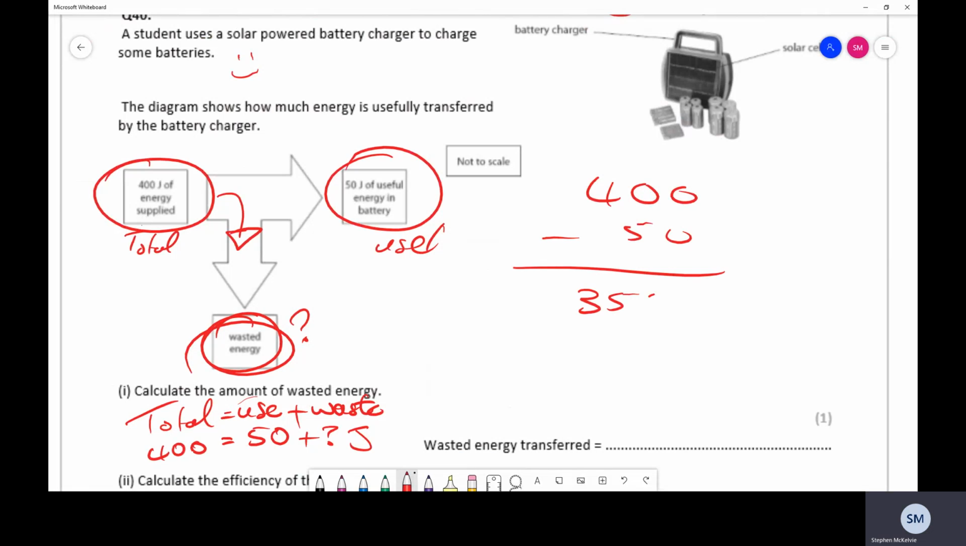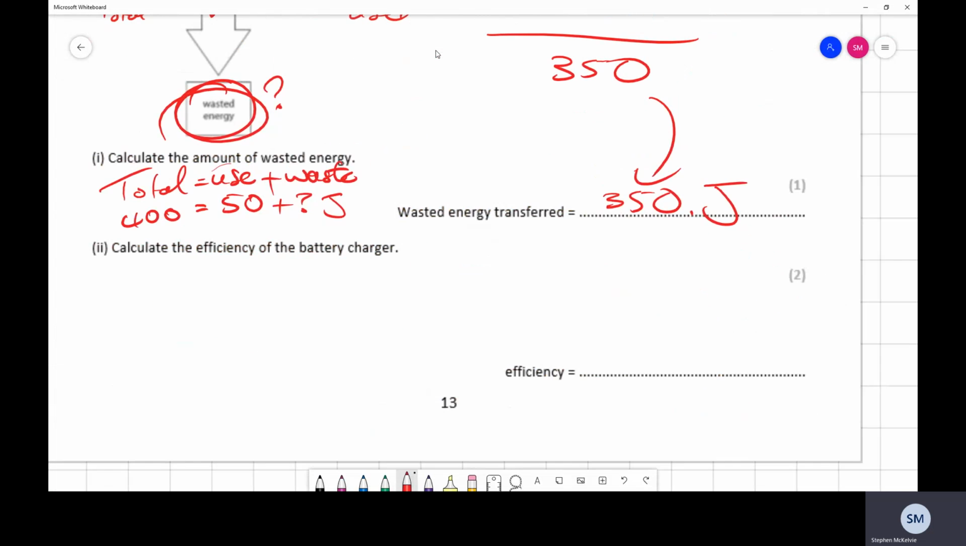Giving me 350 joules as my waste energy transferred, 350 joules. I'm even going to put in the unit. I doubt you get full marks if you didn't put in the unit. Remember the units. Calculate the efficiency of the battery charger.